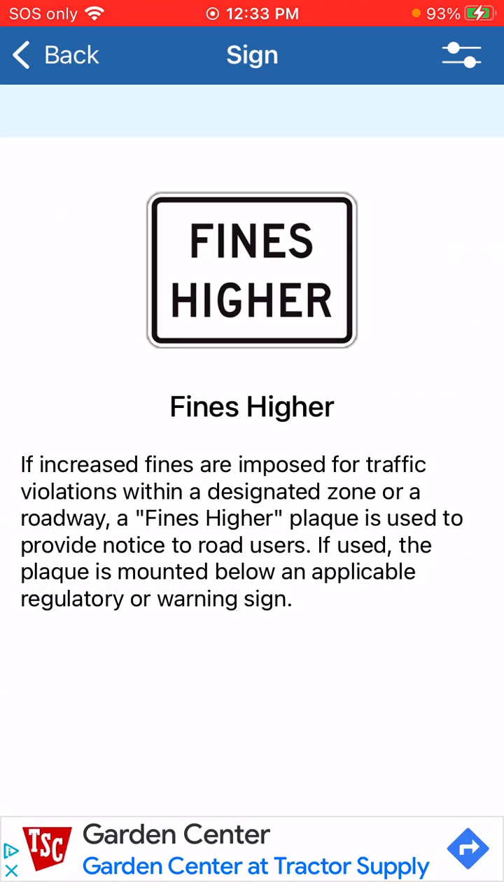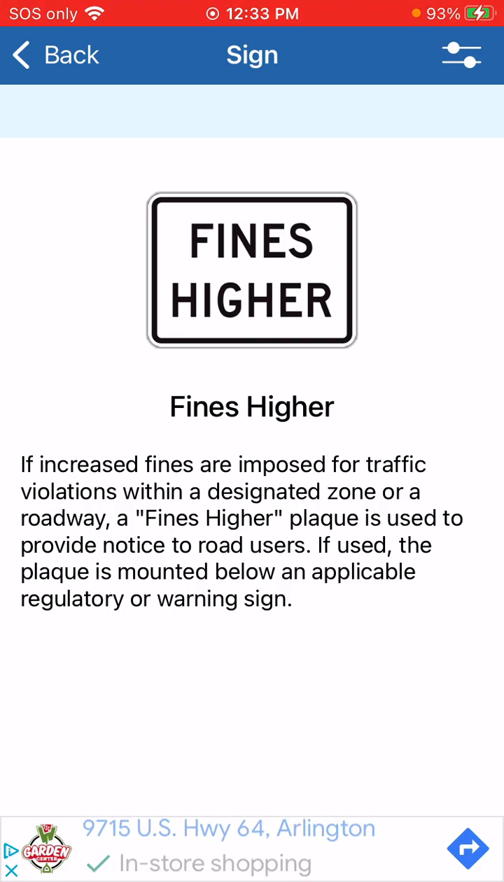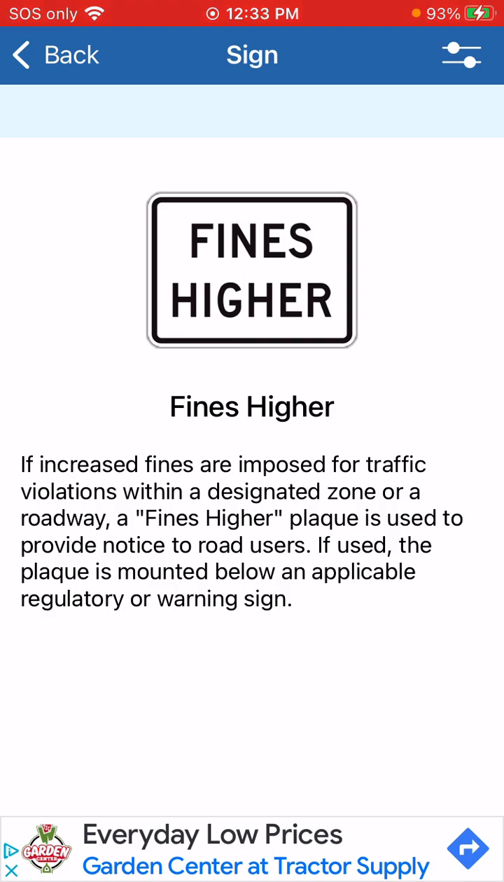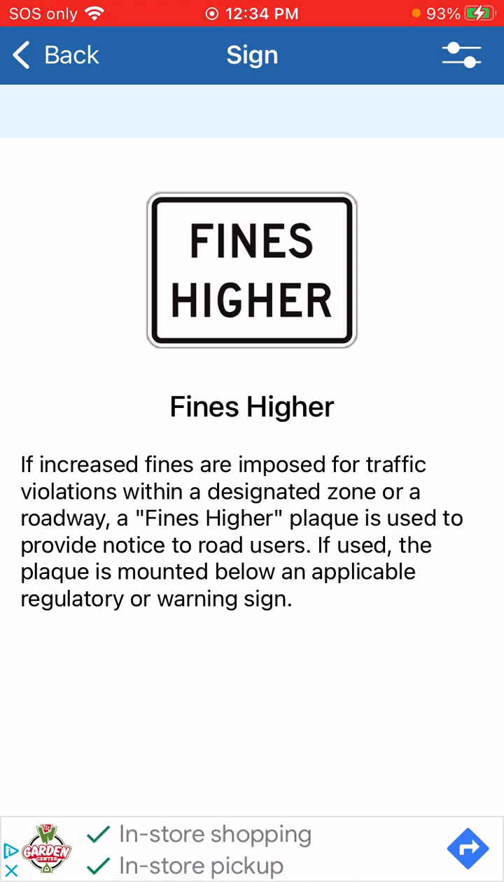Fine tier. If increased fines are imposed for traffic violations within a designated zone or on a roadway, a fine tier plaque is used to provide notice to road users. If used, the plaque is mounted below an applicable regulatory or warning sign.